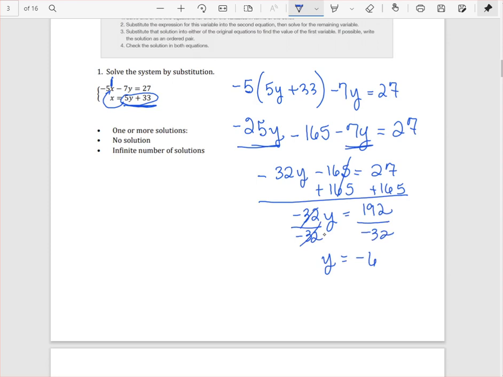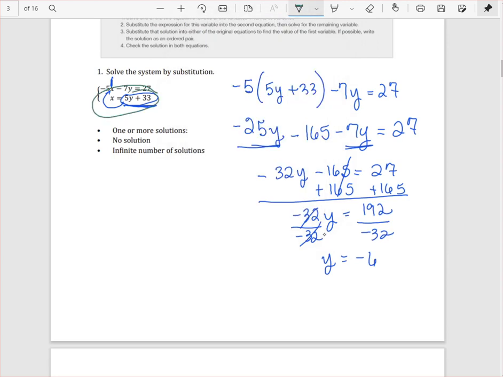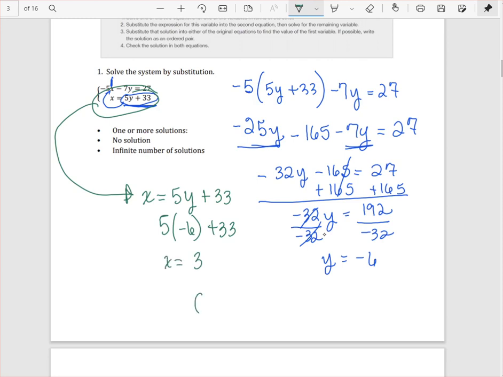Now the solution has to have an x and a y. So that's your y, and then I'm going to take all of this and find my x. X, it says, is 5y plus 33. So 5 times negative 6 plus 33. That's going to give me 3. So my answer is (3, -6), and in terms of solutions, it would be one solution.